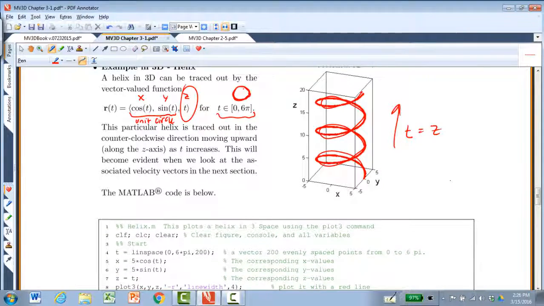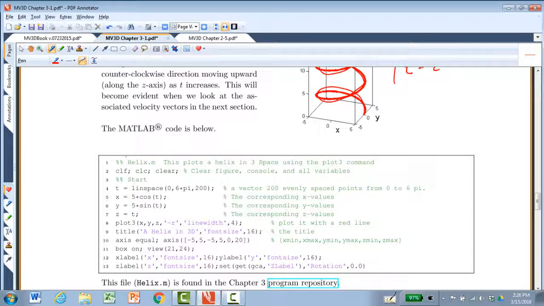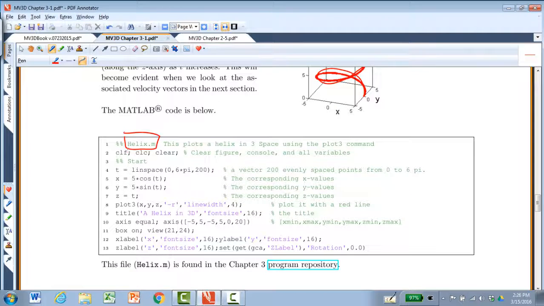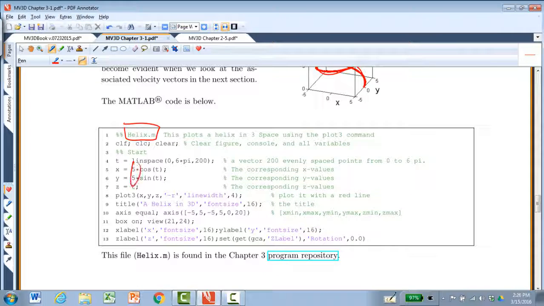And again, you might want to go grab the code helix.m from the Chapter 3 repository, play around with that. There's the coefficients, there's the x, y, and z. You can change the, I guess this is the radius of our circle, to be functions of t again, and see how that plays out in 3 space.